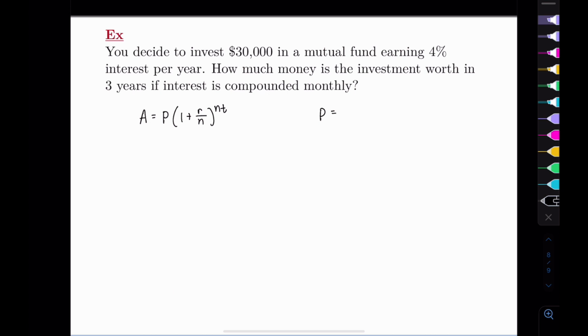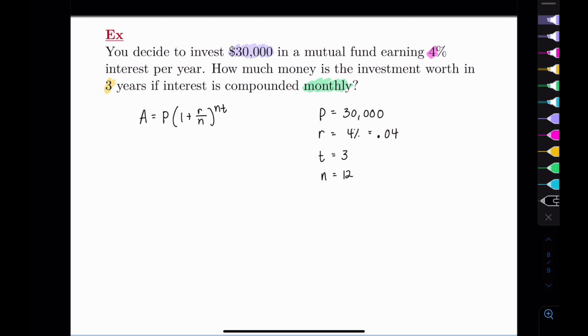So P is that principal. It's the amount of money we invest. So our value of P is 30,000. R is the interest rate, which is 4%, which as a decimal is 0.04. Okay. Then we need T, which we're told we're putting this money in here for 3 years, so T is 3. And then last but not least, we need our value of N. This interest is compounded monthly, so N is equal to 12.